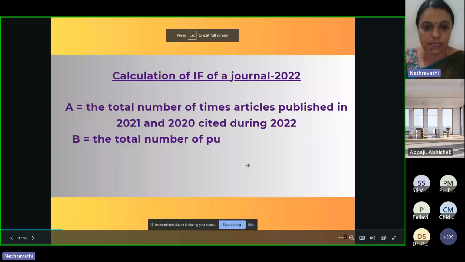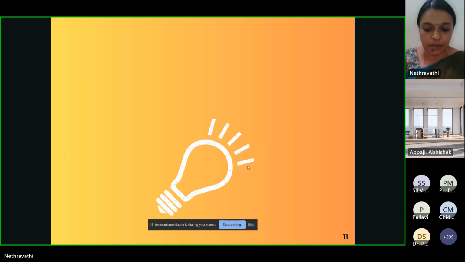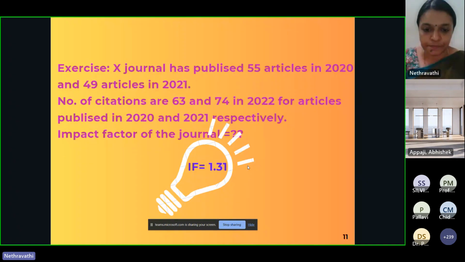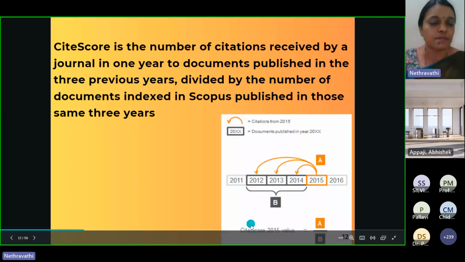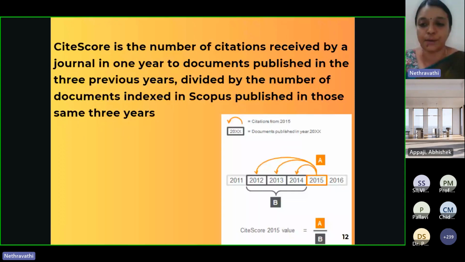I hope it is clear for all of you how to calculate the impact factor of a journal. The impact factor is 1.31. Another journal metric which I am going to tell you about in this presentation is CiteScore. Other than the journal impact factor, CiteScore is another metric we have. And how do we distinguish between CiteScore and journal impact factor?